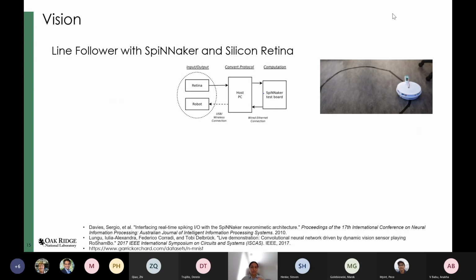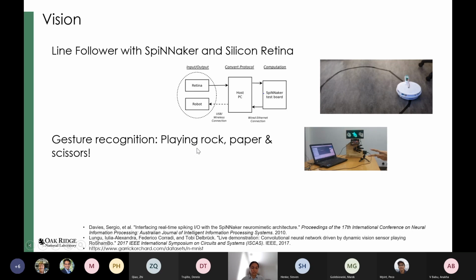biological retina. The interesting thing with this was that it can accommodate a very large dynamic range of input samples. So this particular group, I believe from the UK, was able to demonstrate a line follower robot by interfacing it with the silicon retina based sensor, and also process the samples in a SpiNNaker test board, which implemented a spiking neural network, and then give the output to the actuators of the robot.